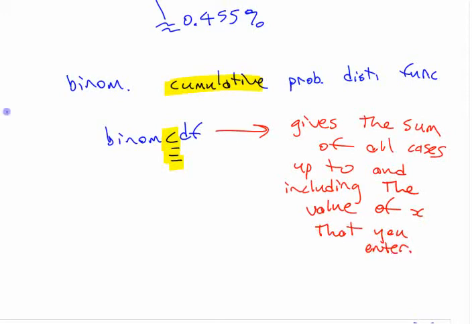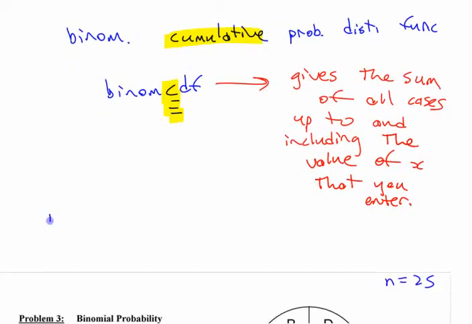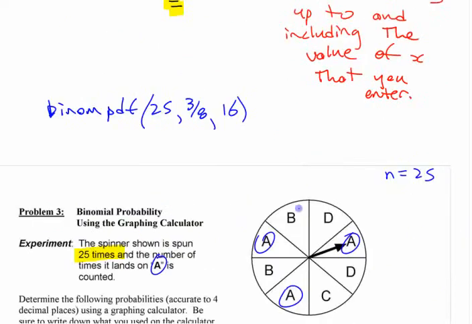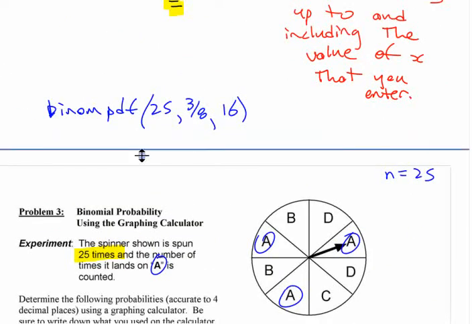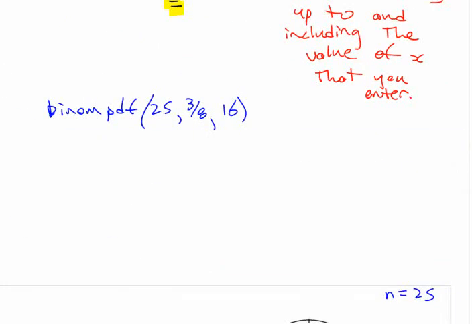Okay? So, for example, if you put in binom PDF of what we just had, 25, 3/8, 16, it gives the value that we just had, which is the probability of getting exactly 16. It gives 0.004546, whatever it was. This is the probability of exactly 16.